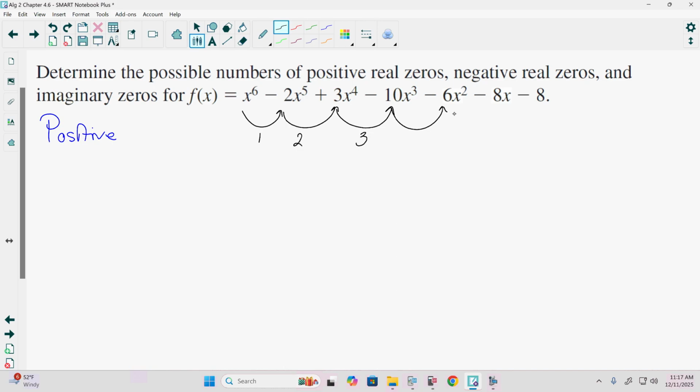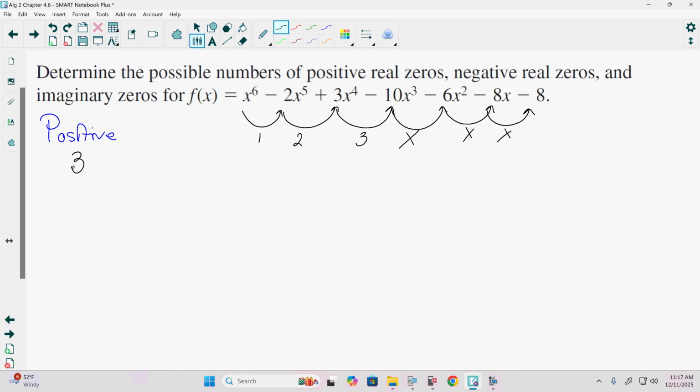X to the 3rd to x squared. Now we're going from negative to negative, so there is no sign change, so we don't count it because it didn't change signs. X squared to x, no. X to our constant term, no. So the number of possible positive solutions, zeros, is 3, or less than it by an even amount.